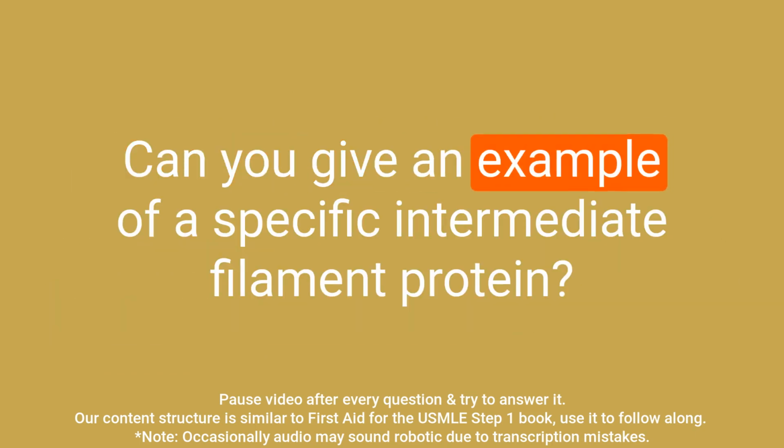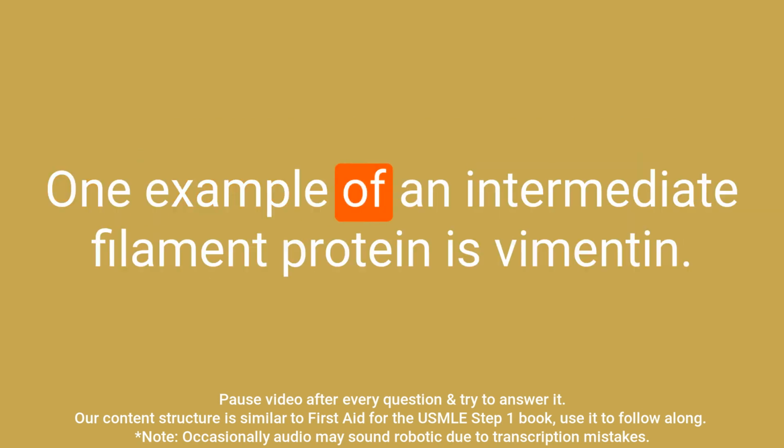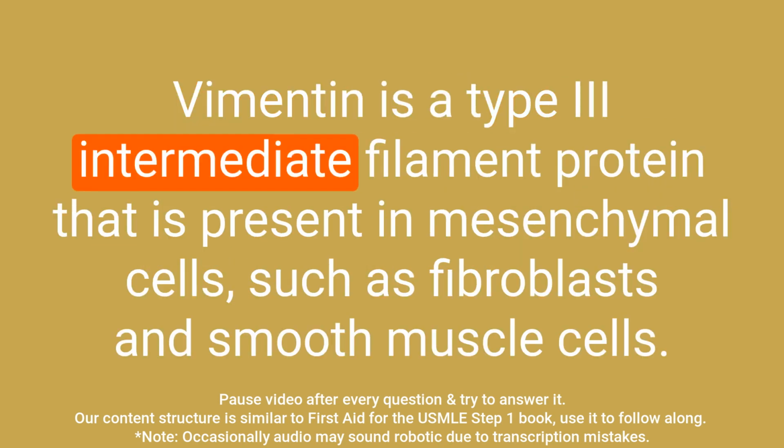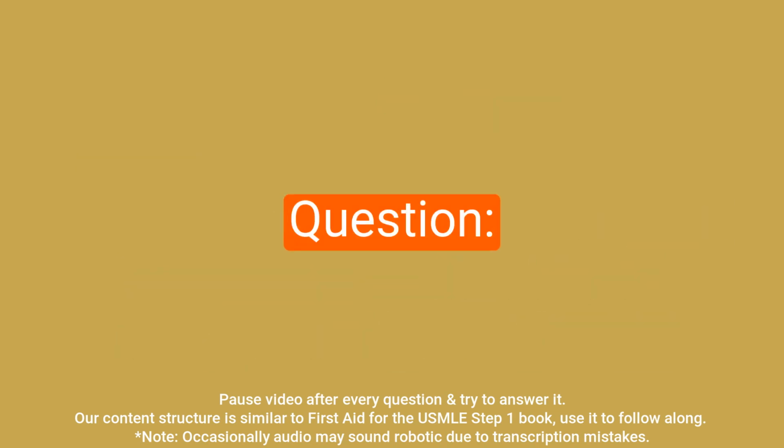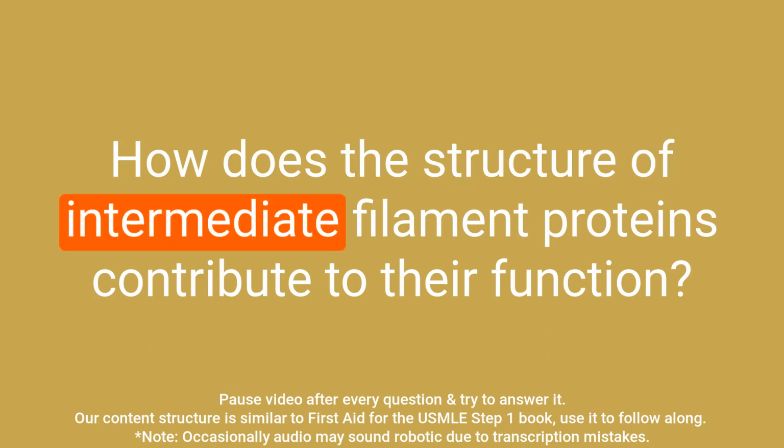Question: can you give an example of a specific intermediate filament protein? Answer: one example of an intermediate filament protein is Vimentin. Vimentin is a type 3 intermediate filament protein that is present in mesenchymal cells, such as fibroblasts and smooth muscle cells.